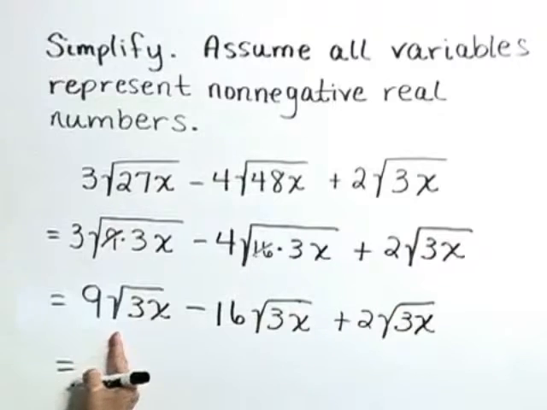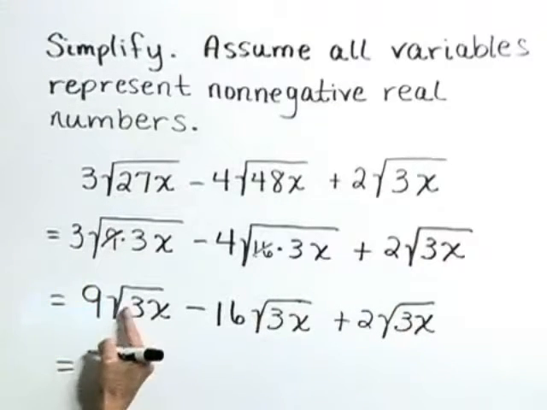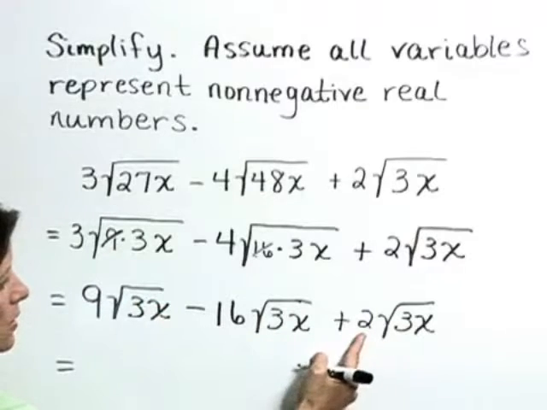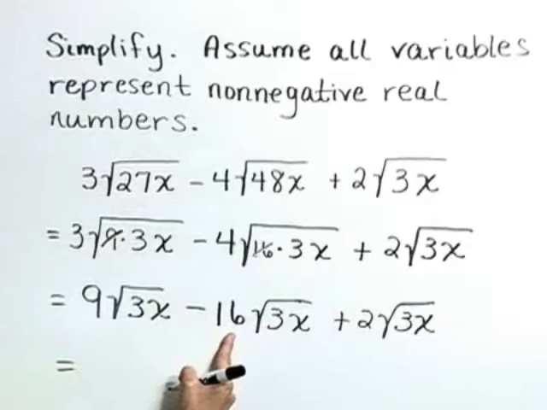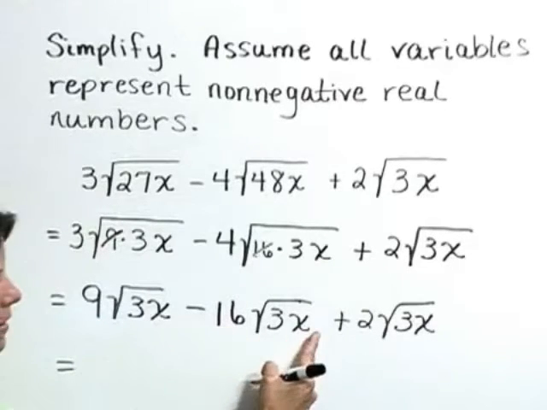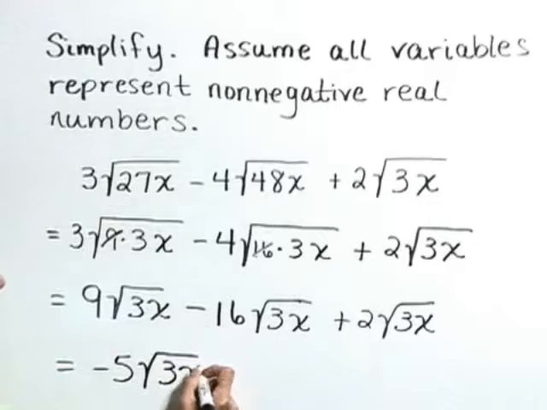So what we see here are 3 terms that are indeed alike. They each have the square root of 3x in them with a single numerical coefficient out front. So let's combine the coefficients. 9 minus the 16 is a negative 7, plus 2 gives a negative 5 times the square root of 3x. So our simplified form is negative 5 times the square root of 3x.